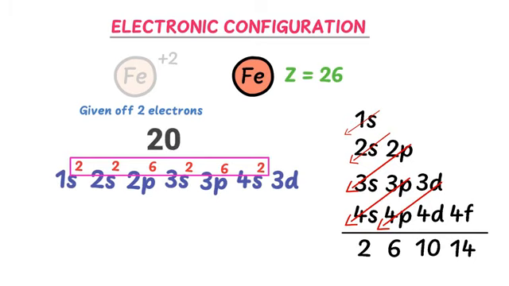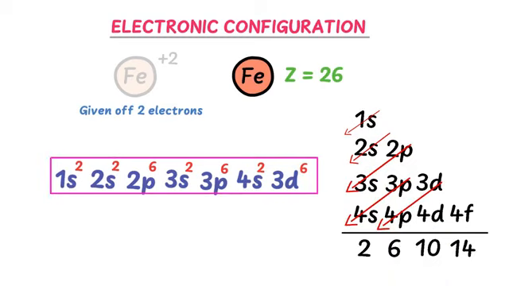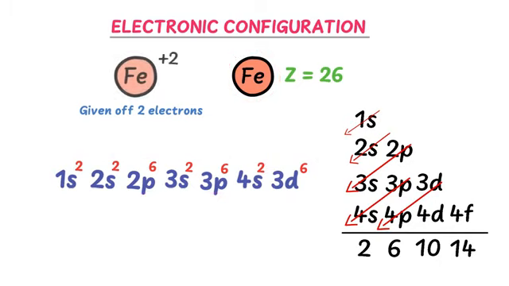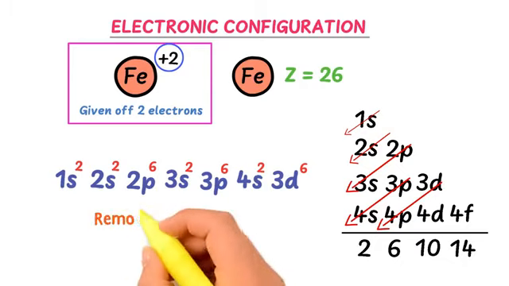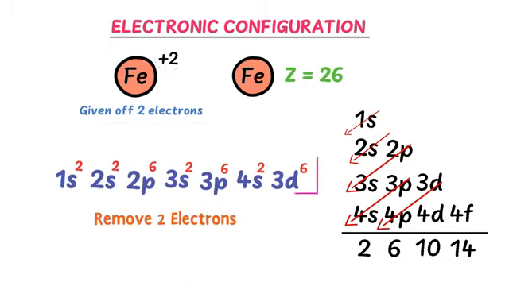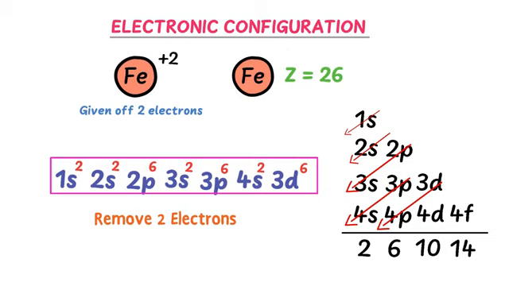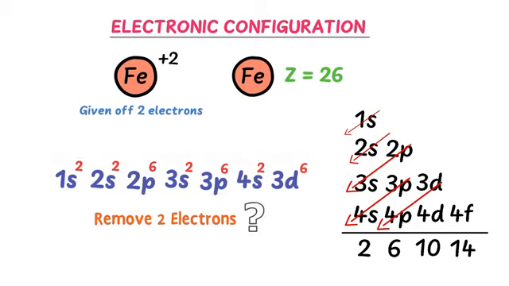We need the configuration of 6 more electrons. So D subshell can accommodate 6 electrons. So this is the electronic configuration of neutral iron atom. But we need the electronic configuration of iron ion. Positive 2 means we have to remove 2 electrons from this electronic configuration of neutral iron atom. But the question is, which 2 electrons should we remove?